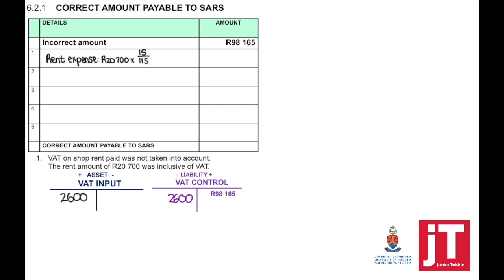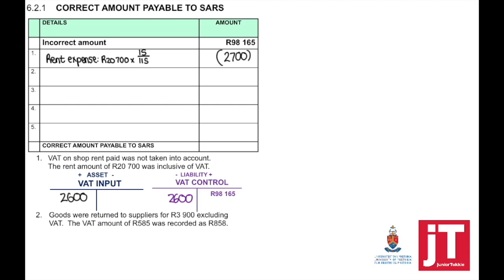Why is this important to understand now? If that control account is debited, it means that it will decrease the balance that was calculated incorrectly. So 2,700 must be shown in brackets. Yes, it's added to your VAT input and your assets will increase, but that will have a negative effect on the amount payable to SARS.